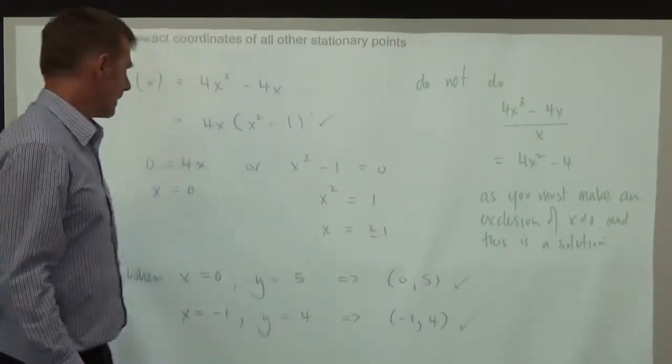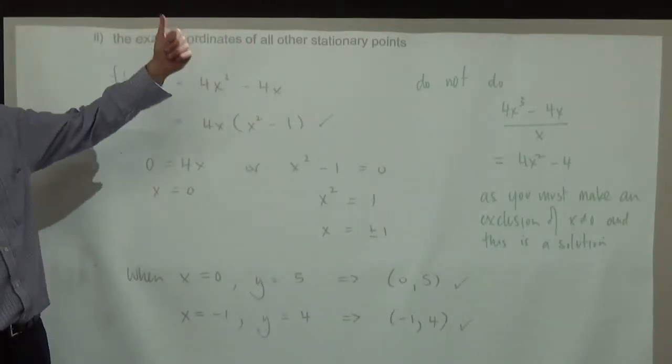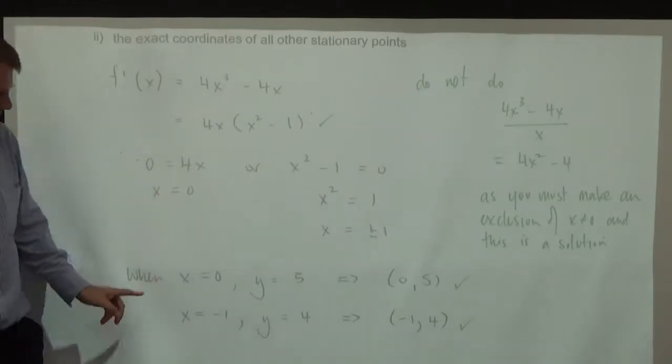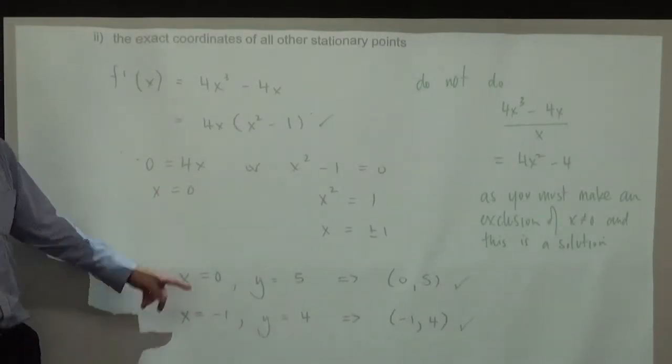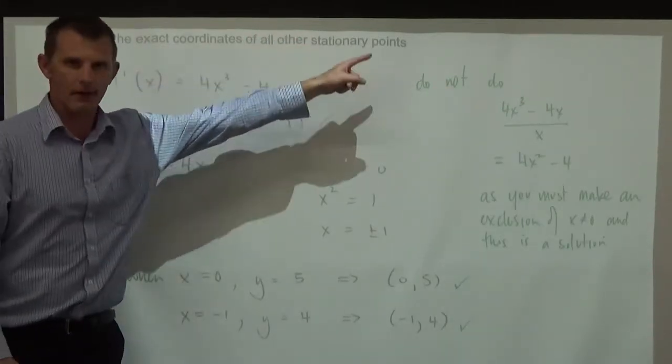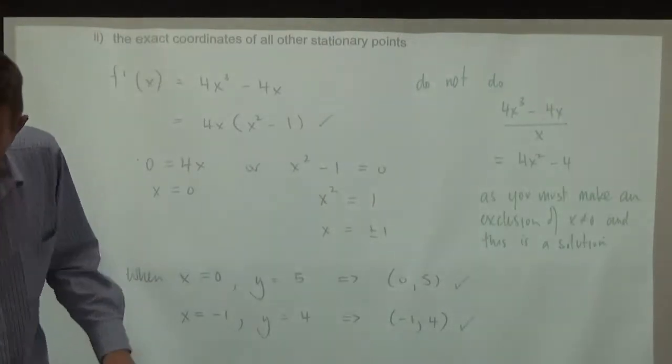Okay? Now, one of those, the plus one, we already knew from up above, so we didn't need to play around with that one. We just need to find the coordinates for x equals 0 and x equals minus 1, because it said all other stationary points. We already knew the one above, so you didn't need to do that.